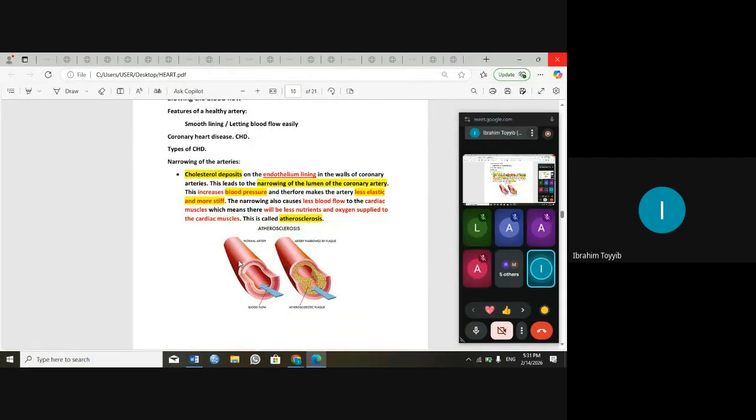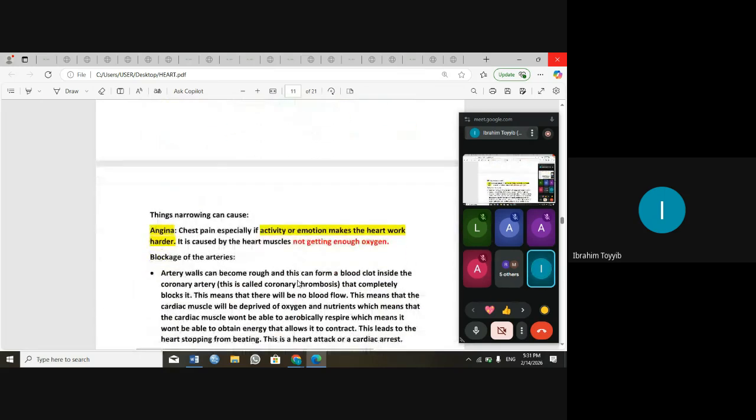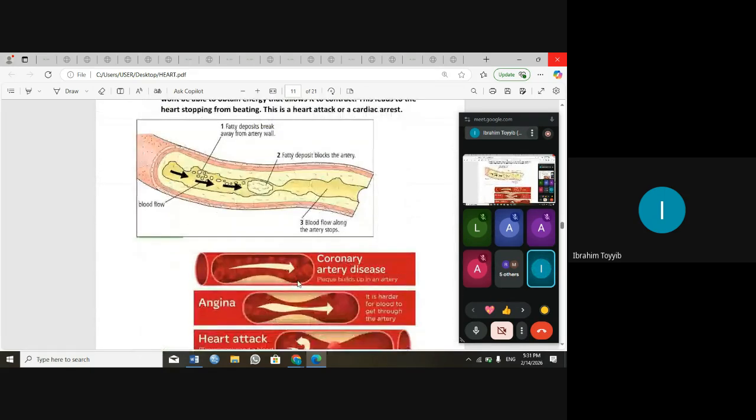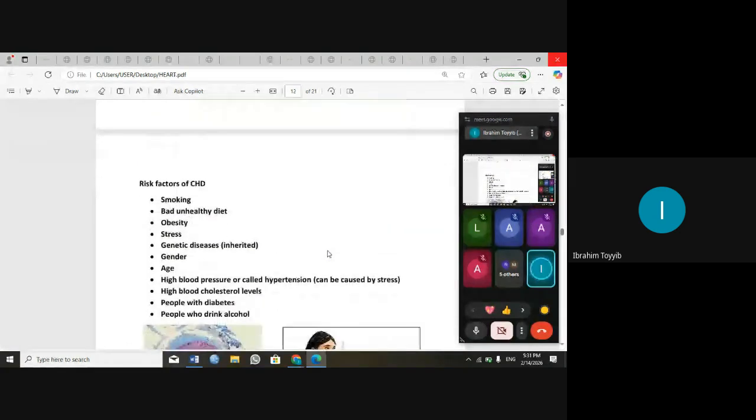So look at this one now. There is no deposit in this one. Blood flows easily. But in this one, an atherosclerotic plaque has formed here. The fat deposit prevents blood from flowing easily, so it has narrowed the lumen of the coronary artery. A heart attack happens when the fat deposit blocks the artery. It is not just narrow now, where blood moves a little. This one is blocked. That's a heart attack.